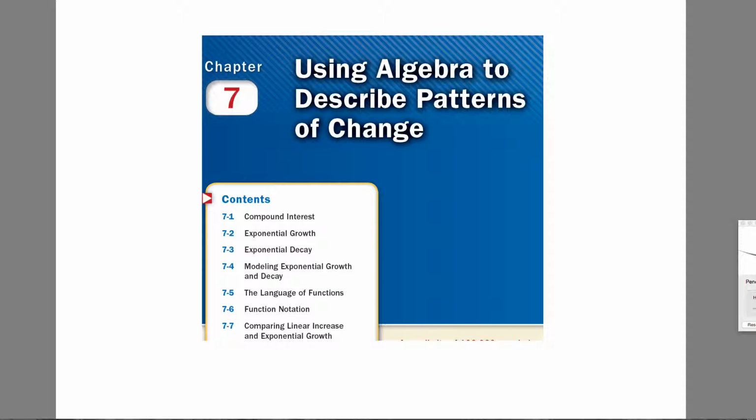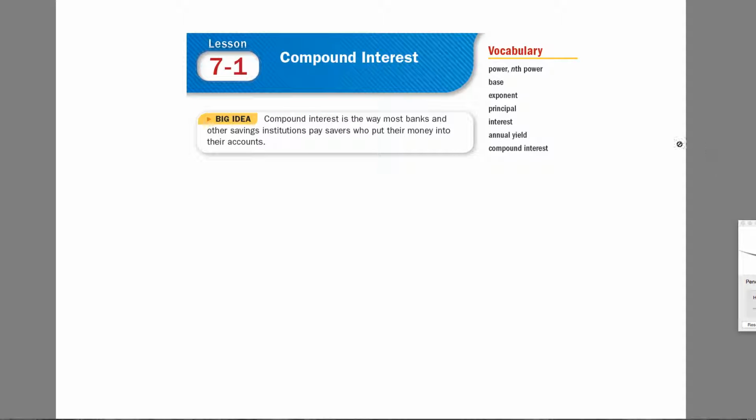Let's take a look at 7-1. 7-1 is about compound interest. You've got some things you need to know about. I'll come back to this power, nth, base, exponent, and we'll talk about principal, interest, annual yield, and compound interest. Those are in the text. You want to read through that, make sure you understand which one is which, because those will fit into an equation that we'll be solving. Let's take a look at power.